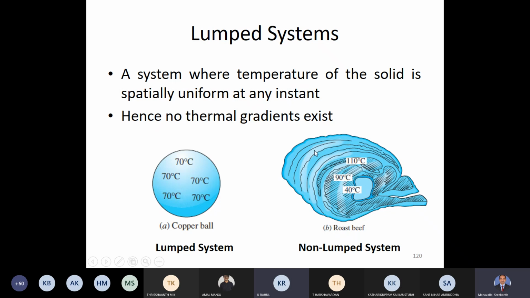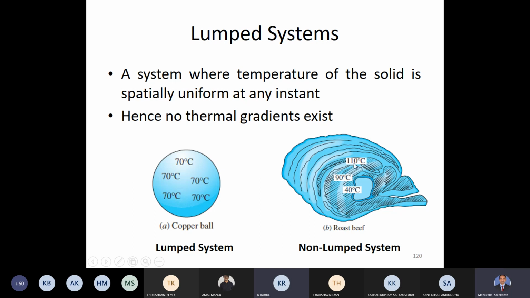So when you measure this at this instant, you see the surface is at 110 degrees Celsius and the center is close to 40 degrees Celsius. So you need to still heat it. But the point I'm trying to get you to notice is that there are temperature differences in the same meat.